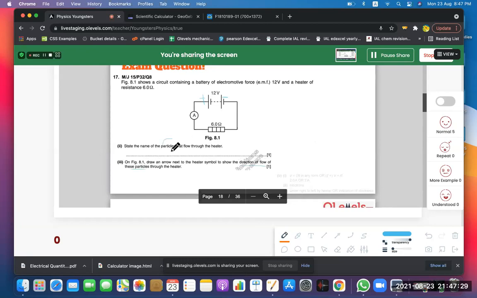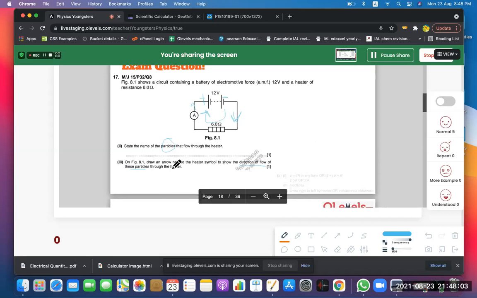And here the direction of flow is the same direction of flow of these particles, and we just studied the particles are electrons. The electrons move from negative to positive, right? So here we'll draw an arrow from negative. The electron moving from here, negative, to positive, along the circuit. You can make an arrow here like this. The electrons are moving like this. I made this arrow here.